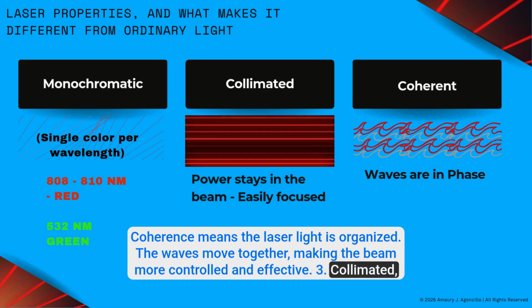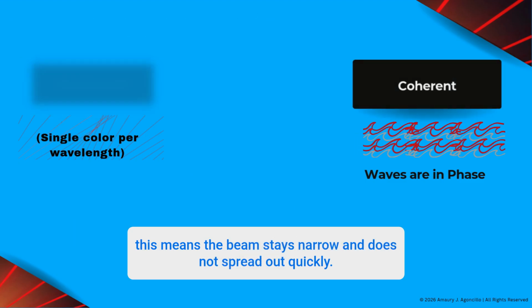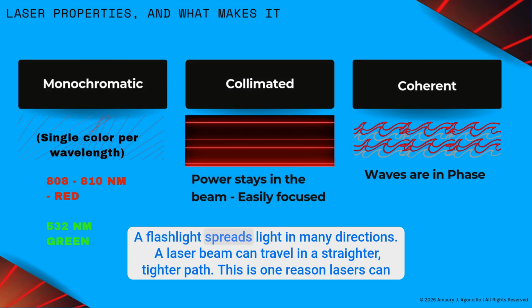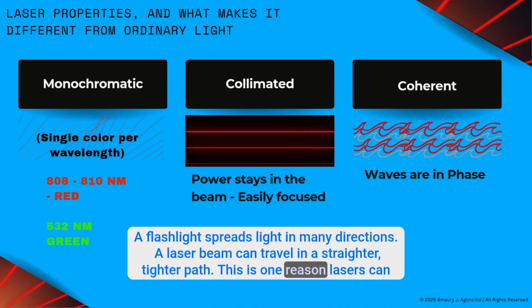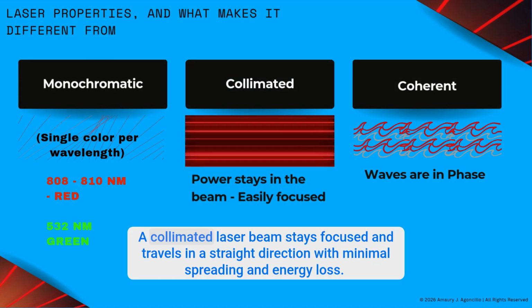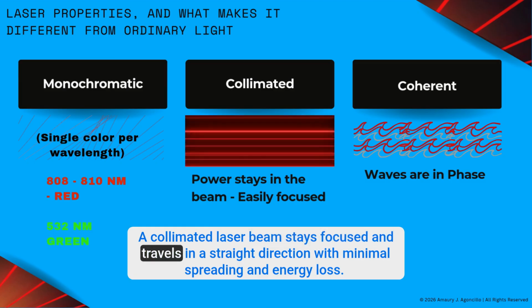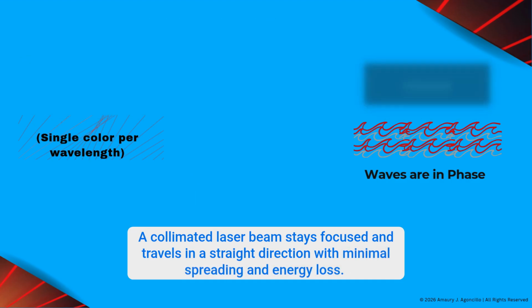3. Collimated. This means the beam stays narrow and does not spread out quickly. A flashlight spreads light in many directions. A laser beam can travel in a straighter, tighter path. This is one reason lasers can deliver energy with precision. A collimated laser beam stays focused and travels in a straight direction with minimal spreading and energy loss.